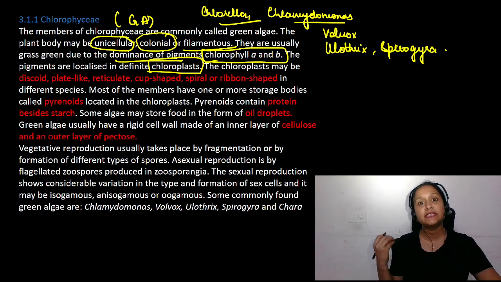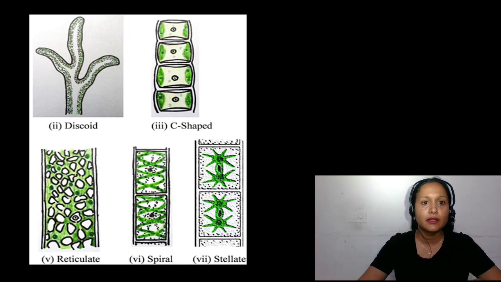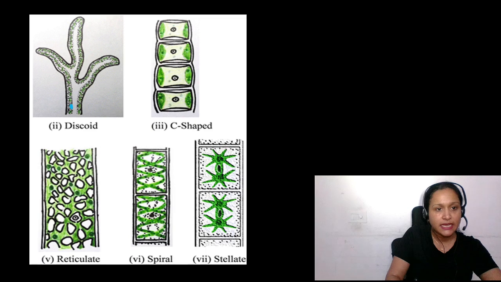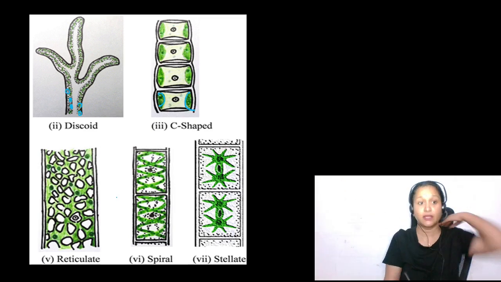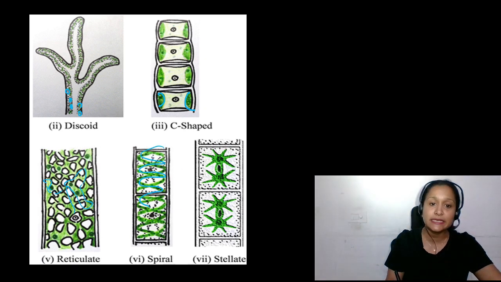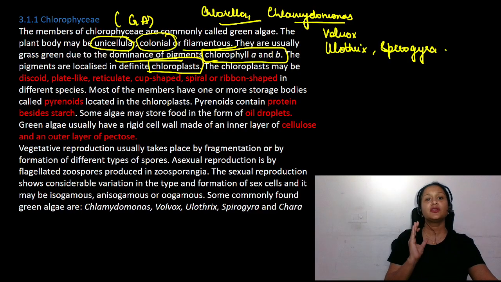Now if you see the shapes of chloroplast, it can be of various shapes. It can be disc-like. Can you see the different shapes of chloroplast in this figure? They can be disc-like, they can be C-shaped, reticulate, network-like, spiral, stellate, star-like. So these are the chloroplasts. So chloroplasts are of various shapes here.